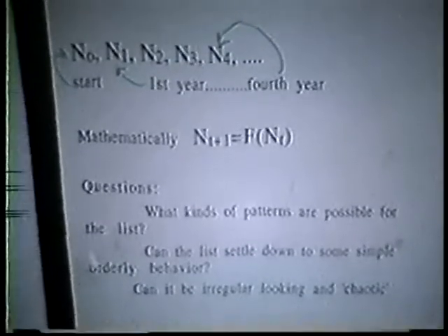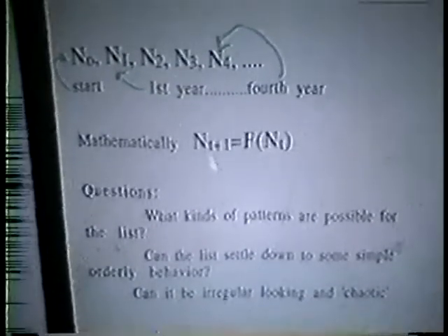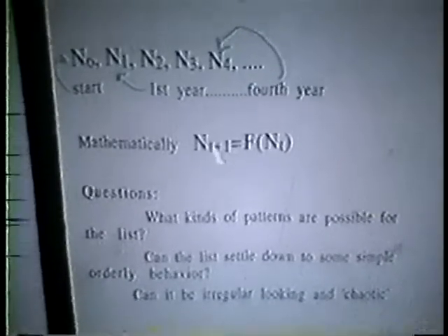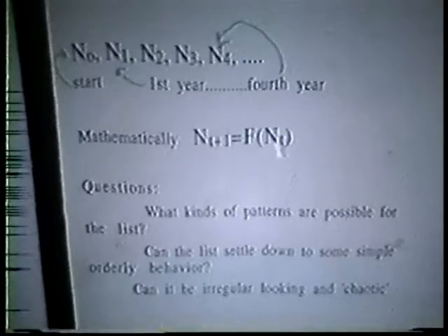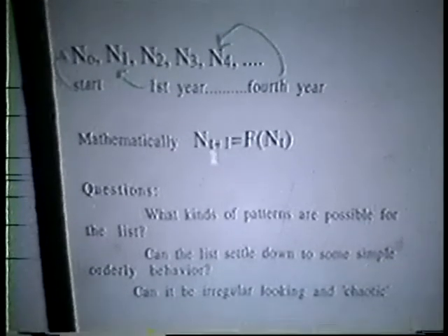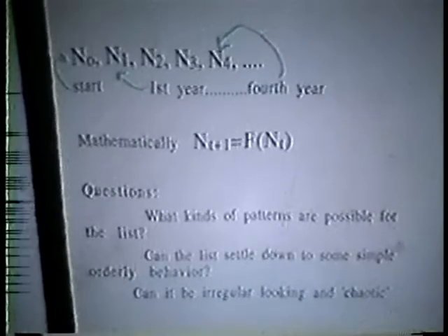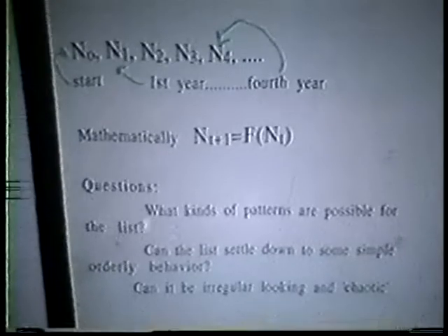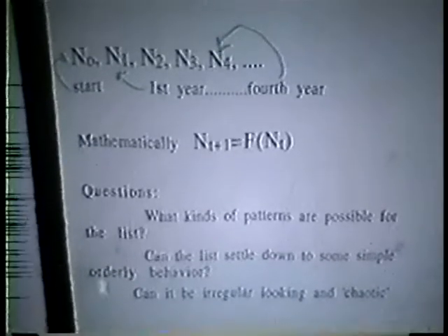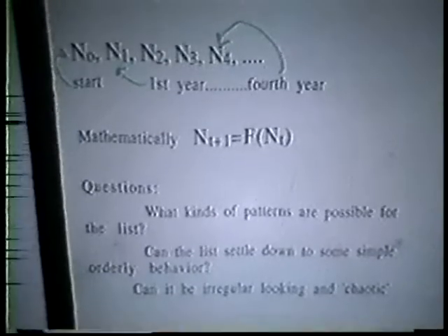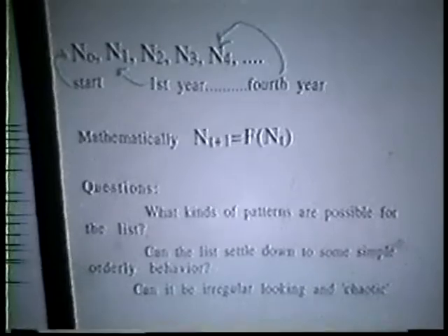Model means simplification from which we can learn. That model is a statement that the number of insects next year depends upon the number this year. Mathematically, let's say the number next year is a function of the number this year. T stands for the year that we're looking at. The questions we want to ask are what kinds of patterns are possible in this list. Can the list settle down to some kind of orderly behavior? Can it be irregular and chaotic looking?